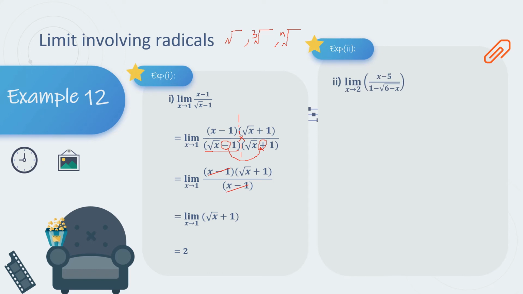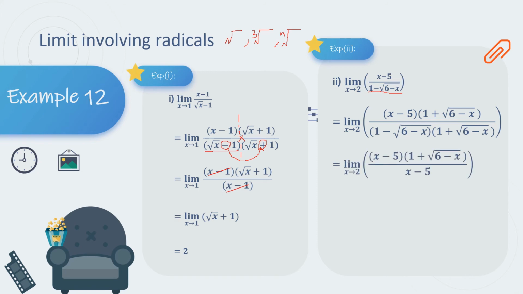The next example, given the function. Here we can see that 1 minus the square root of 6 minus x is a radical. By using the conjugate as in example 1 to get rid of the square roots, cancel out the same terms in the numerator and denominator. Substitute 2 into the function of x and the answer is equal to 3.